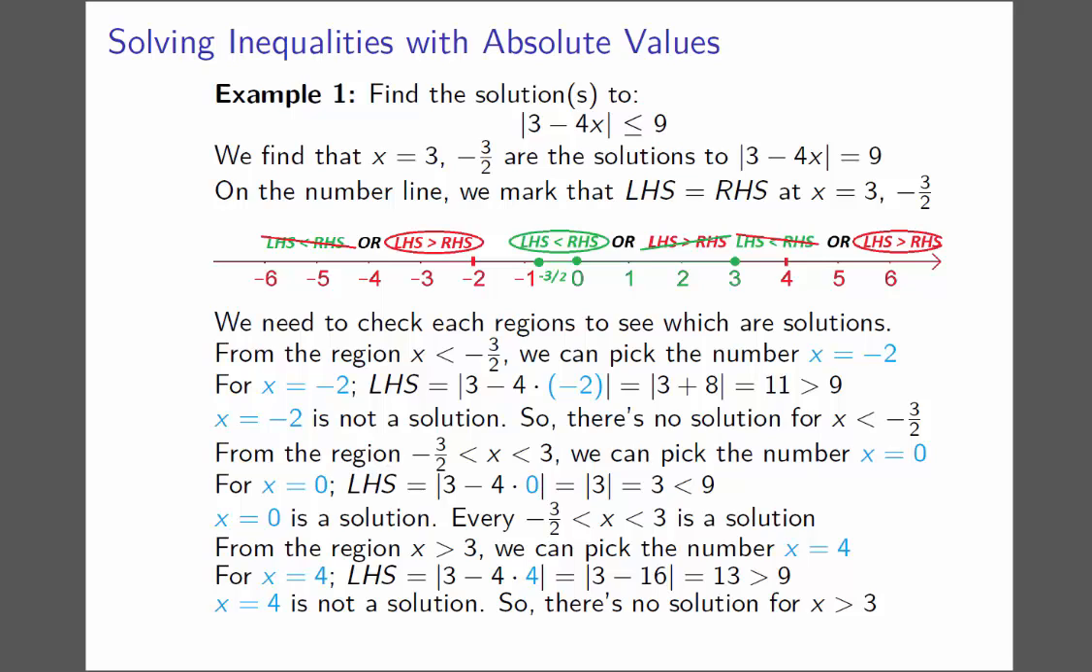So using all this information, we can conclude that the solutions to the absolute value of 3 minus 4x less than or equal to 9 are all of the values of x between negative 3 halves and 3, including the endpoints. As a quick reminder, we have written it in interval notation. WebWork will want you to input your answers in interval notation.